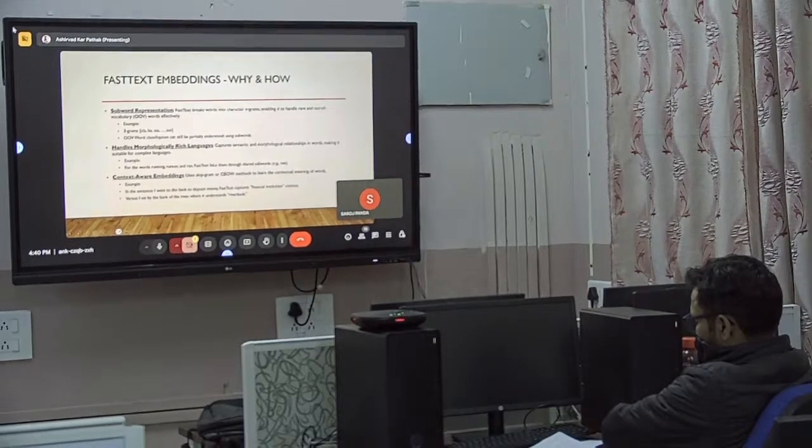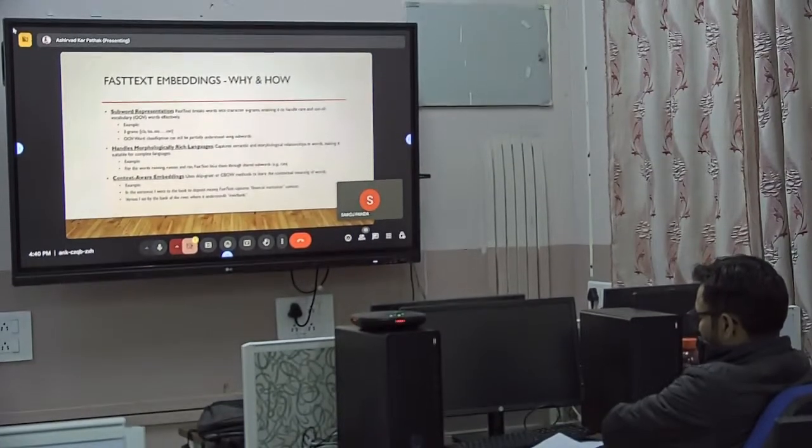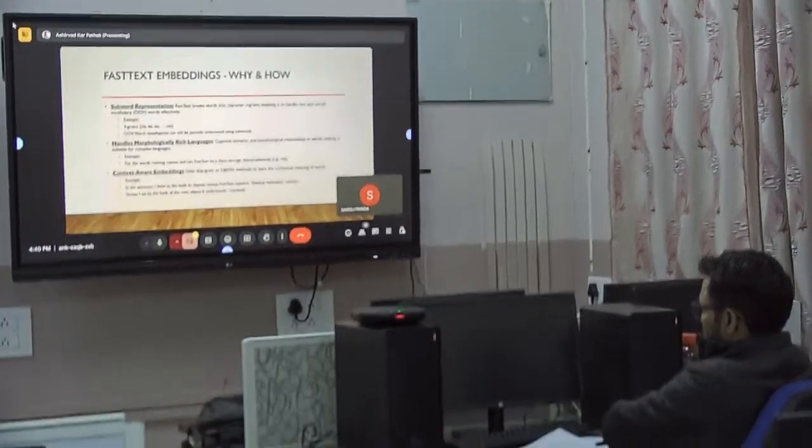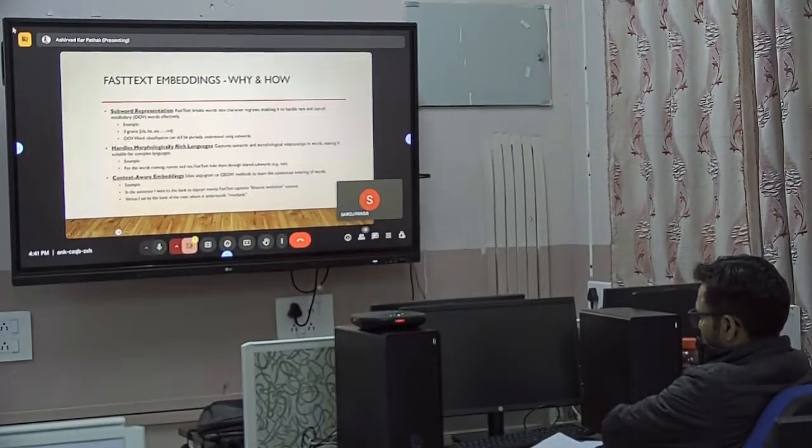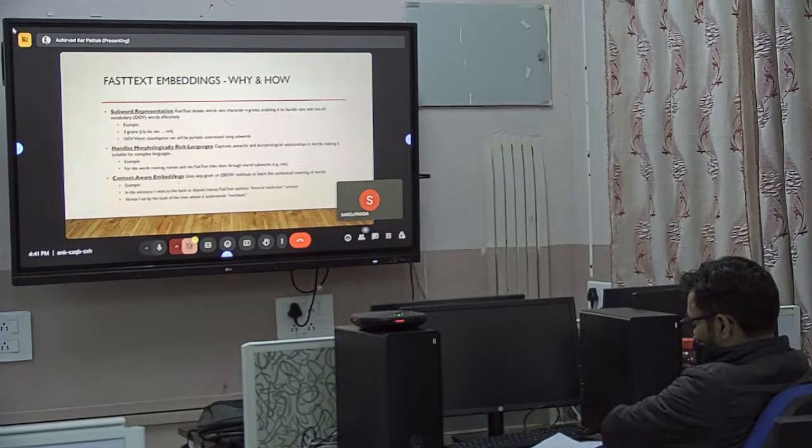Second, it handles morphologically rich languages, which means it has an understanding of vast semantics. For example, running, runner, ran, etc. will be converted to the root form, which is run. The third one is context-level embedding, which means it is able to understand the context of the sentence. For example, "I went to the bank to deposit money" and "I sat by the bank of the river." In the first case, bank will be matched to a financial institution, and in the second case it is a river bank. So using FastText, it would smoothly realize the context.